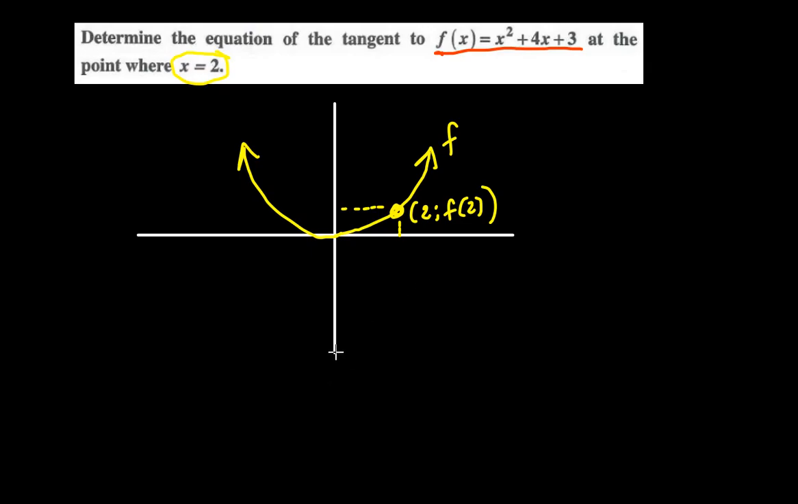So they say determine the equation of a tangent at that point. So it tells us that we got a tangent line, right? We have a tangent line that is passing through that point. This is the tangent line, and we want to know what is the gradient of that tangent. Okay, what is the gradient of that tangent?